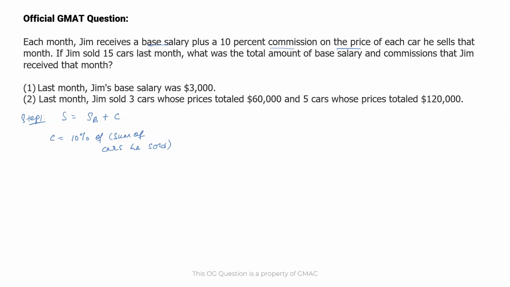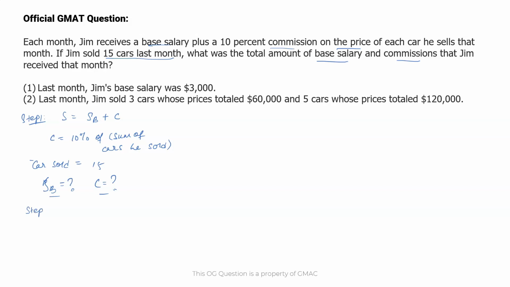Now we are also given that Jim sold 15 cars last month. So cars sold last month by Jim were 15. We have to find out the total amount of base salary and commissions. So the base salary is unknown to us and the commission is also unknown to us. The question requires us to find the base salary and the commission. Since no other information can be inferred from the question, we move on to step 2.